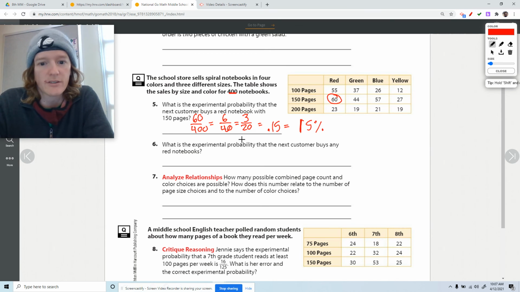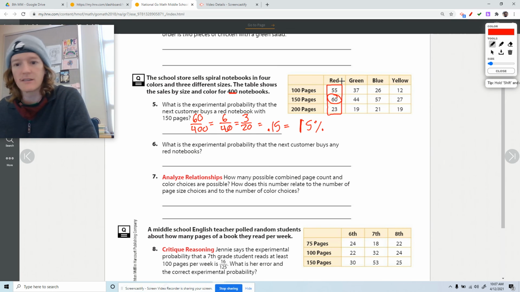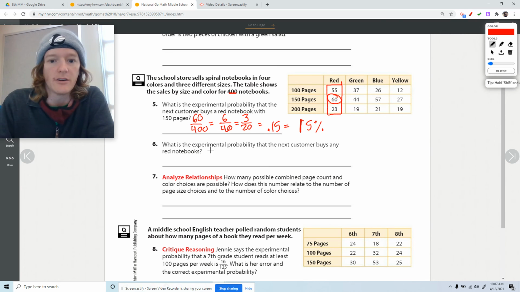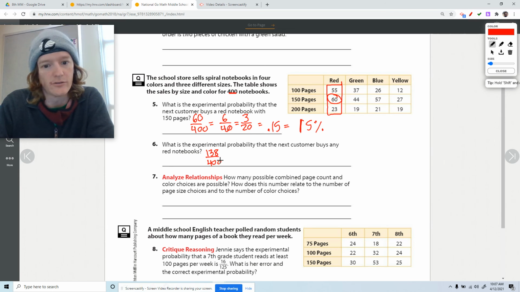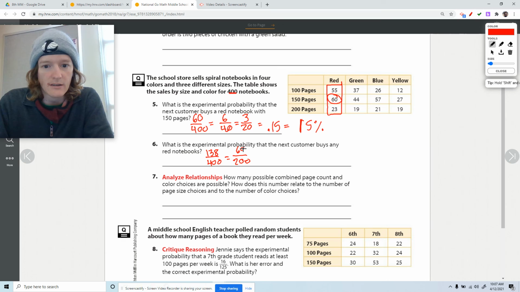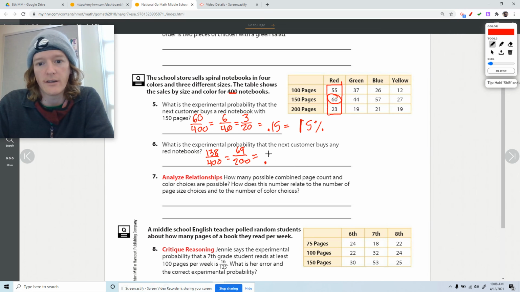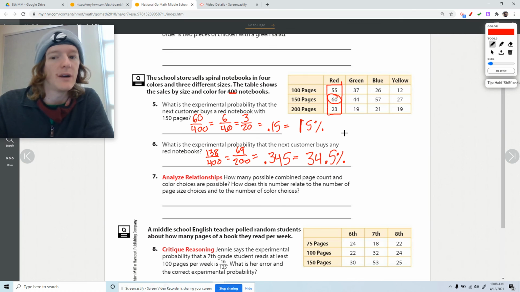Number 6, what is the experimental probability that the next customer buys any red notebooks? Well, that's going to be all 3 of these added together. So we've got 55, 60, and 23. So that's 138 out of 400. We can divide those by 2. 200, 138 divided by 2. 69. That works with 3. That doesn't work with 3. So 69 out of 200. 0.345 equals 34.5% of the time the next person's going to buy a red.